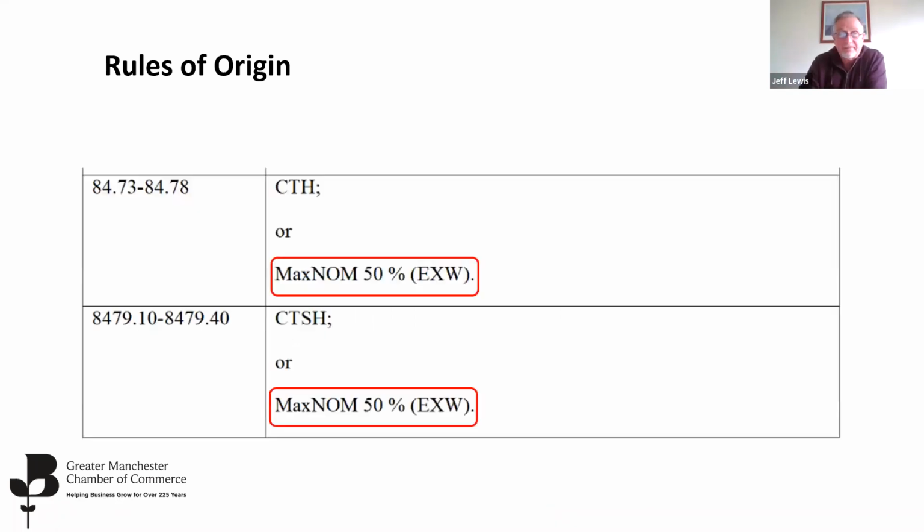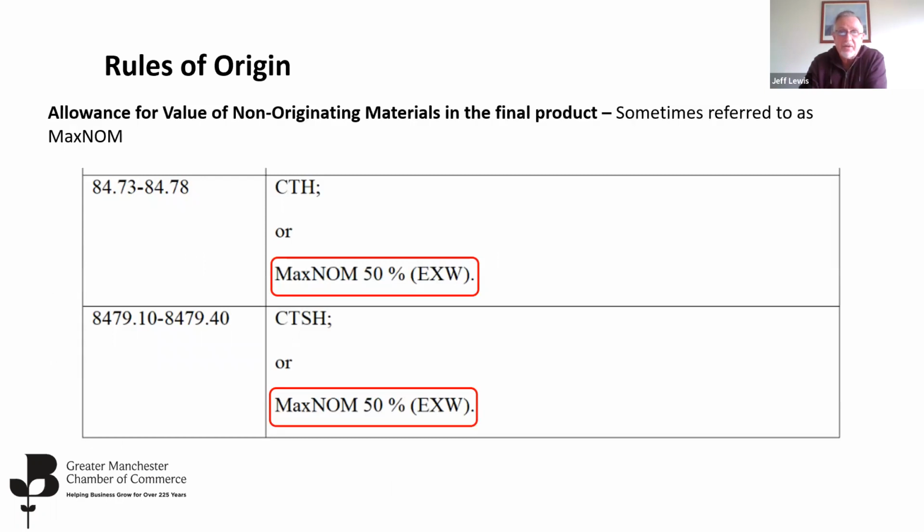Next one, please. What you will also see now is the one that probably people refer to the most, and this is the percentage, the allowance for non-originating materials in my final product. And sometimes what you will get is a combination of 2 rules, as you can see here.